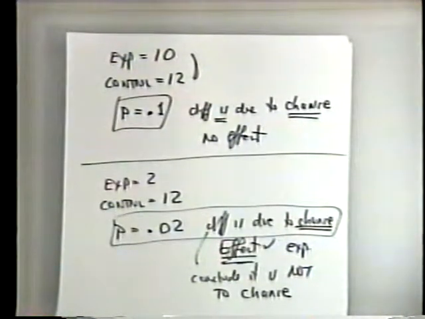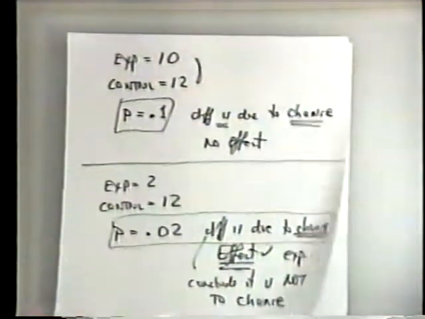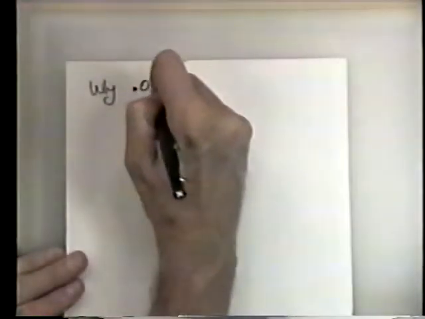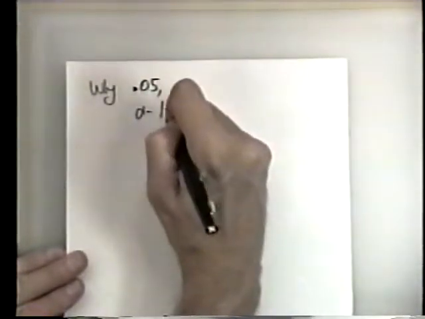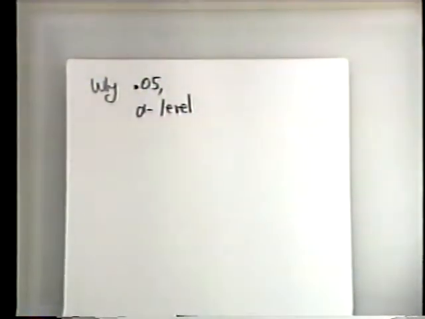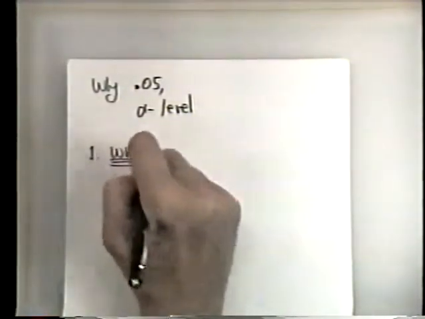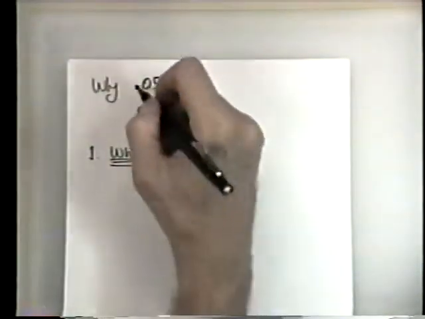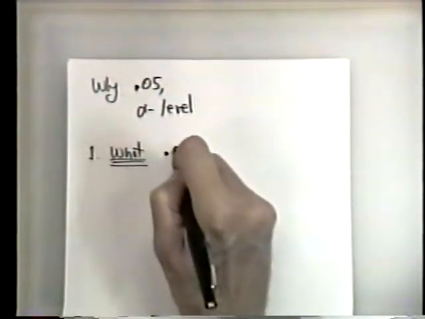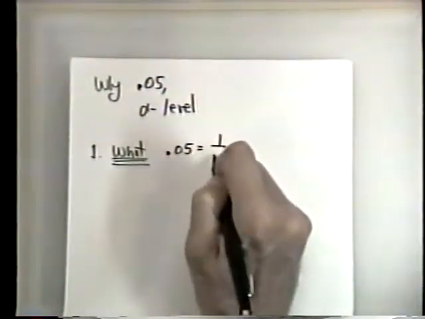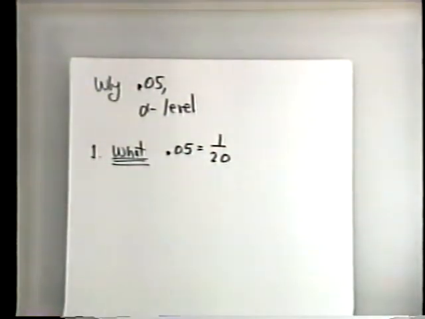Let me discuss a little why we choose 0.05 and what it means. In psychology, this is sometimes called the alpha level. First of all, instead of discussing why, let me discuss what. What does this mean? Let me do a blazingly rapid calculation: 0.05 is equal to 1 over 20.